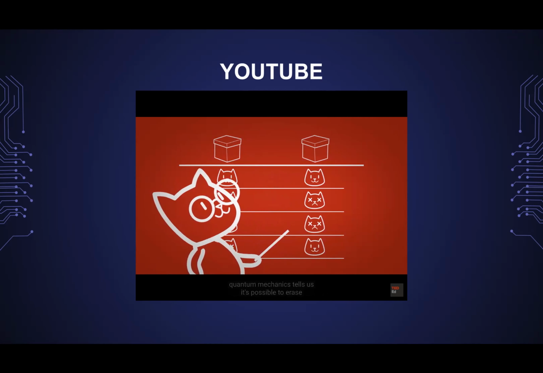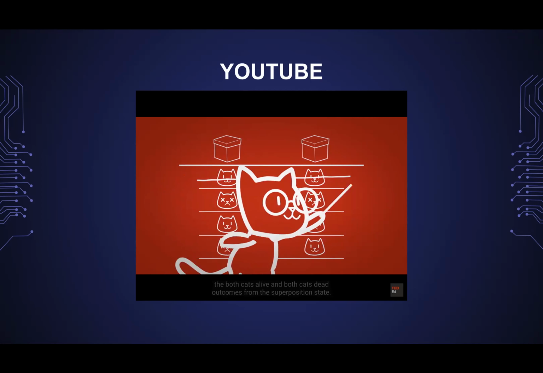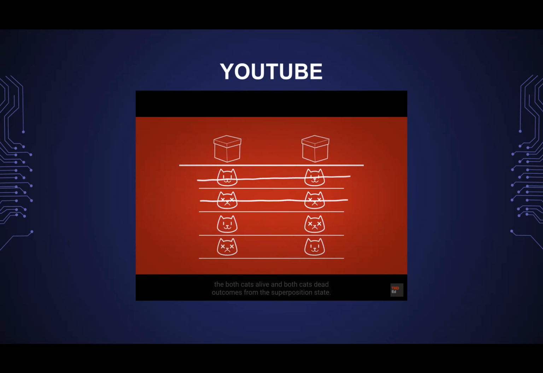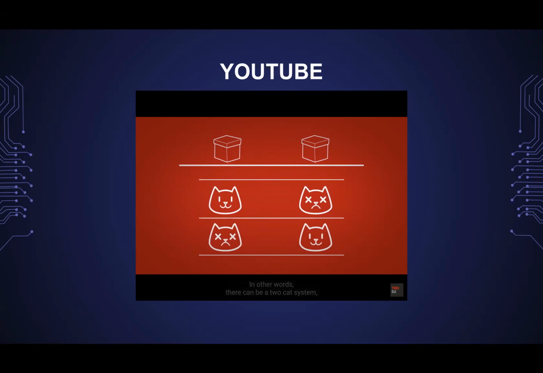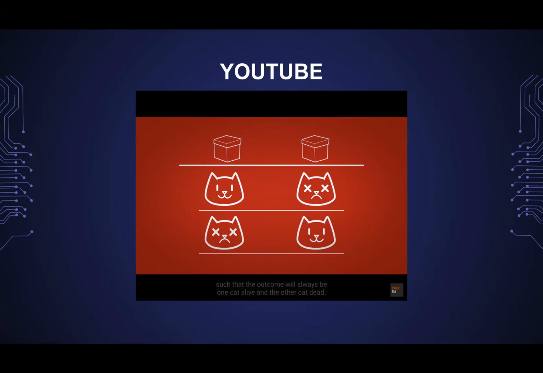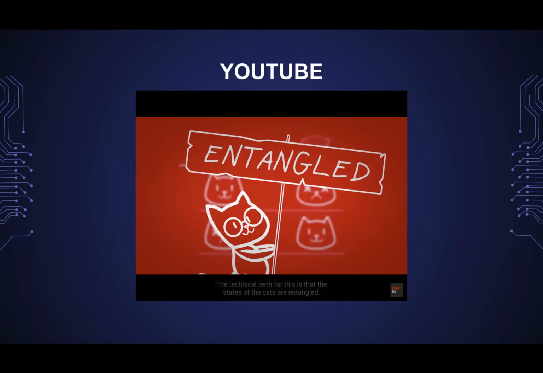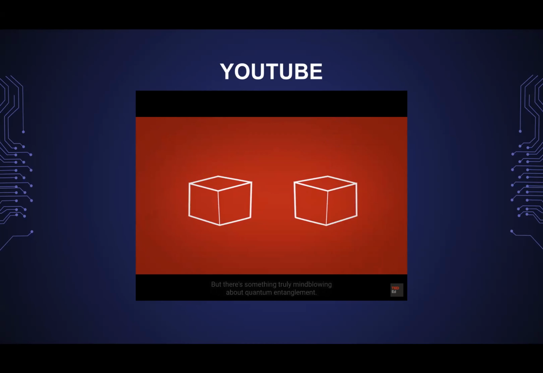Quantum mechanics tells us it's possible to erase the both cats alive and both cats dead outcomes from the superposition state. In other words, there can be a two-cat system such that the outcome will always be one cat alive and the other cat dead. The technical term for this is that the states of the cats are entangled. But there's something truly mind-blowing about quantum entanglement.